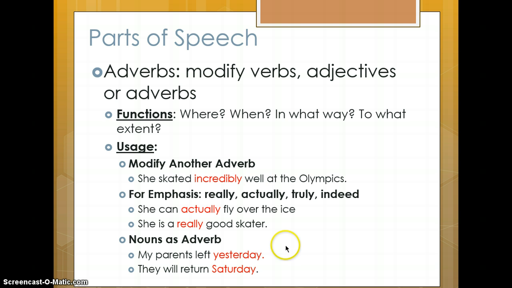They can be used for emphasis. Words like really, actually, truly. Nouns can also be used as an adverb. It depends on how they function. What's important with parts of speech is to realize that it's more about how they're functioning in a sentence than what the actual word is. Nouns can do a whole lot of different things. Adjectives can do a whole lot of different things. It depends on each particular sentence. That's why the functions become so important to your grammar understanding.